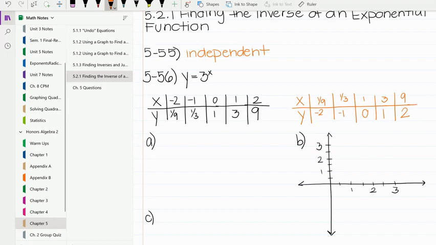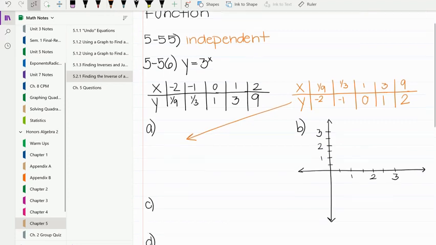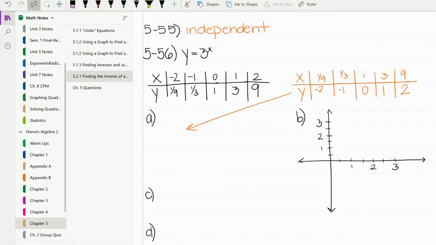All right, so there we go. So there we have our table, and that's actually part A. I should have written it there, but that's okay. So all we did was switch x and y. And then for part B, we want to then graph this table. So I should have done a little bit more labeling here.